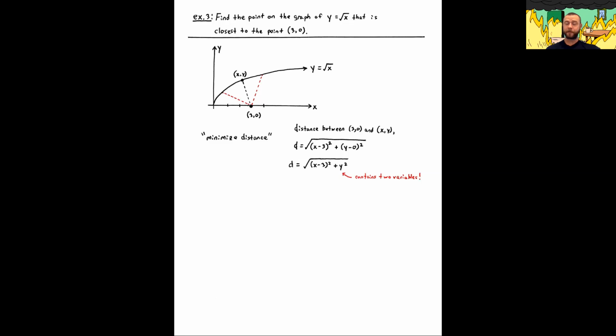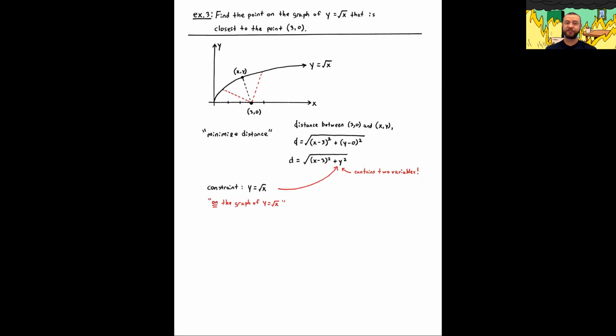Now, how do we do that? Well, notice we haven't used some information from the problem. The unknown point that we're looking for has to be on the graph of y equals square root of x. In other words, our point that we're looking for is constrained to lie along that curve. So the y equals square root of x is basically our constraint, since we're requiring this point to be on the graph of that function.